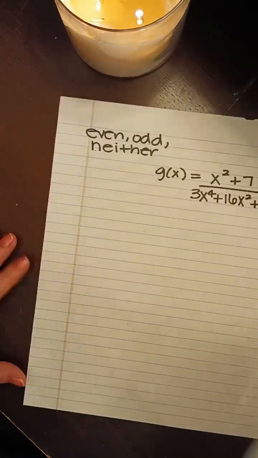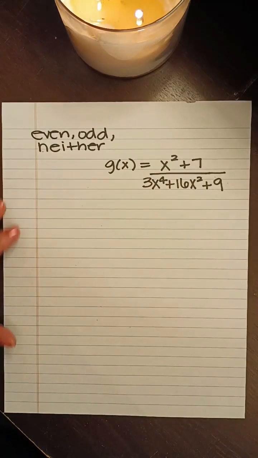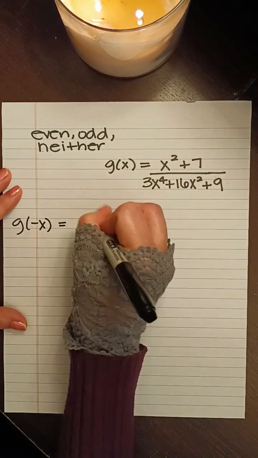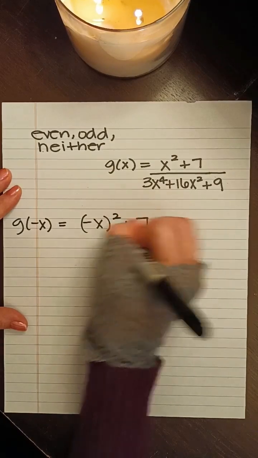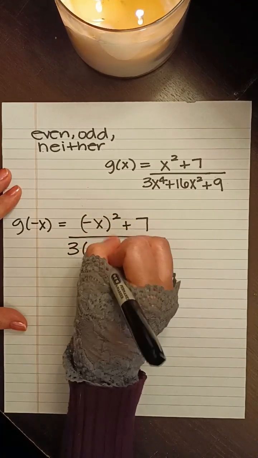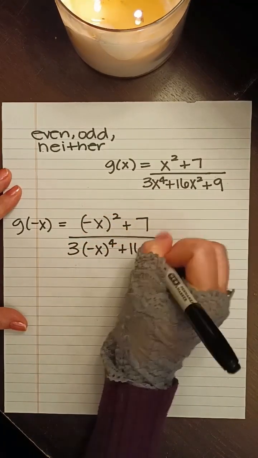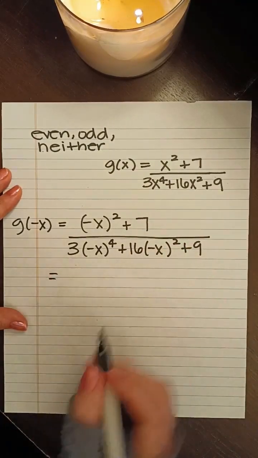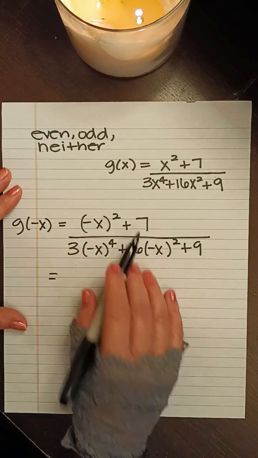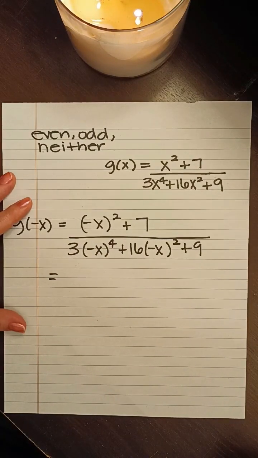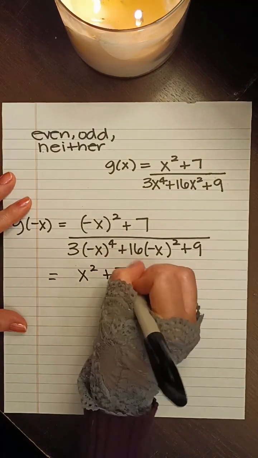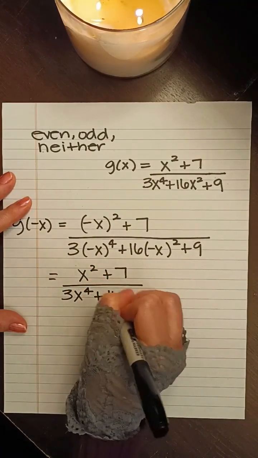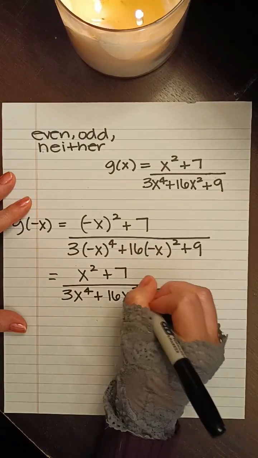Okay, let's try another one. All right, so again, we just find g of negative x. And so I get negative x squared plus 7, because wherever I see an x in g, I'm replacing it with a negative x. So I have all evens. So when I take a negative 1 and raise it to an even power, then I get positive. So I get x squared plus 7, 3x to the 4th plus 16x squared plus 9.